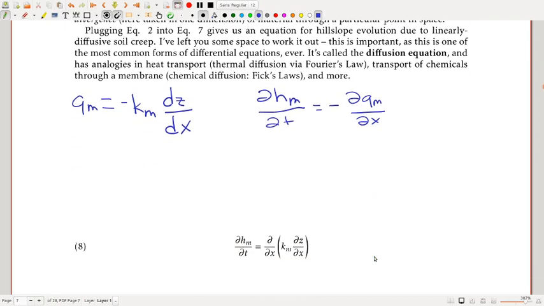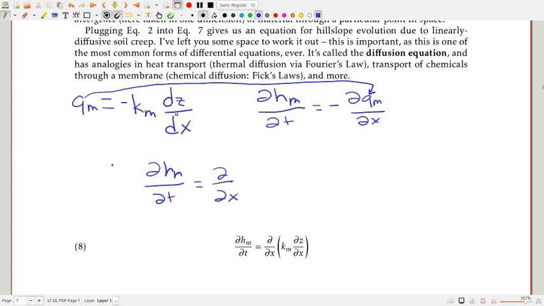So that's where we get down to this equation 8 right here, where we have dh_m over dt is equal to all of those terms. So let's just see how we get there. It's going to be a pretty simple plug and chug, where we just say, all right, we've got an equation for q sub m, let's throw it in there and let's see what we get. So dh sub m over dt is equal to d over dx, and we're going to change these to partial derivatives because now we're dealing with derivatives in time and in space, d over dx of k sub m dz over dx. And I didn't write in the negative signs because we have a negative sign here and a negative sign there, and so both of them in fact cancel out to become positives. And so that's how we get to this equation that's right down here.